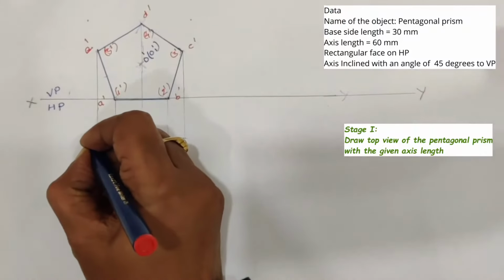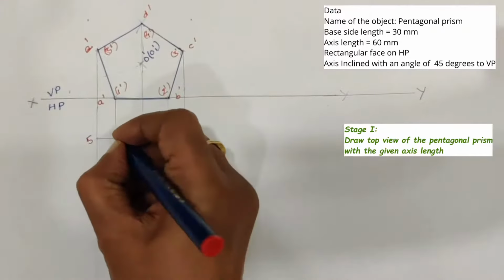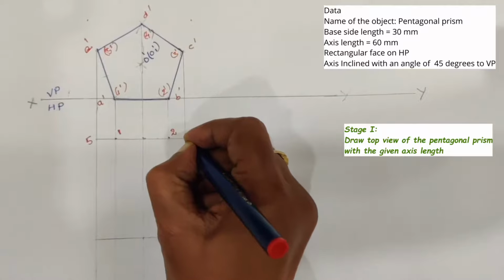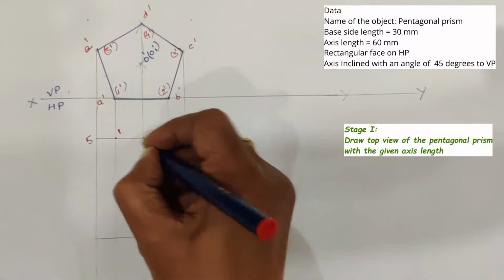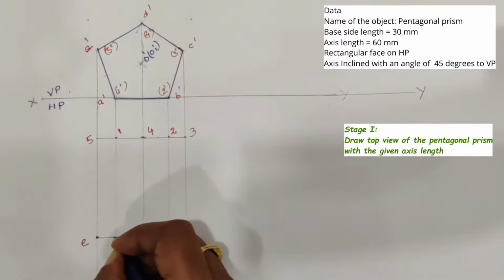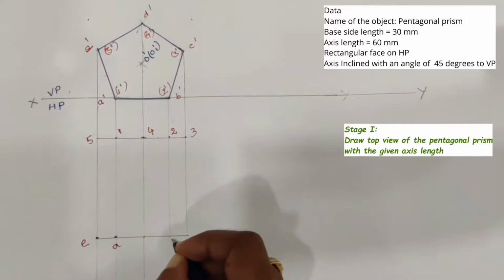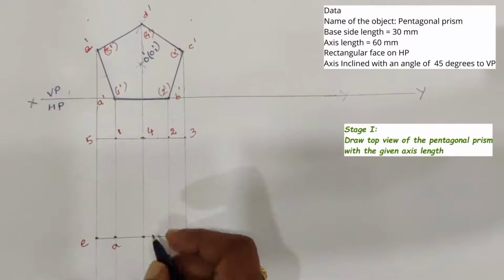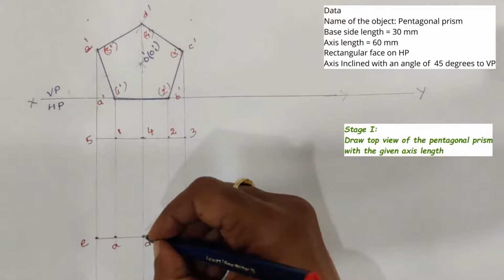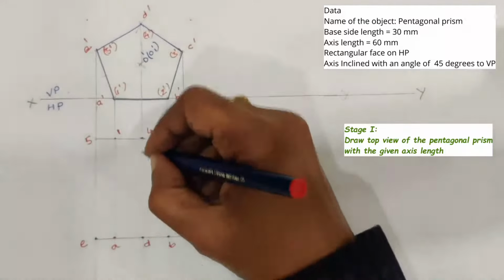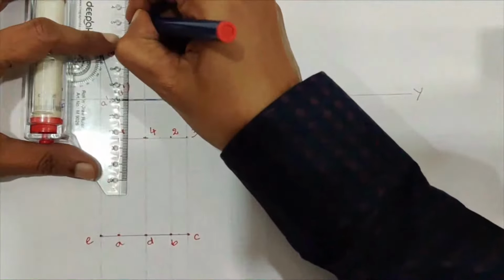This is 5, this one 1, this is 2, 3, and this one 4, whereas this one E and this one A, this is B, this is C, and this is D, whereas here O as well as O1 also fall on the 4D line. This is the direction of top view.